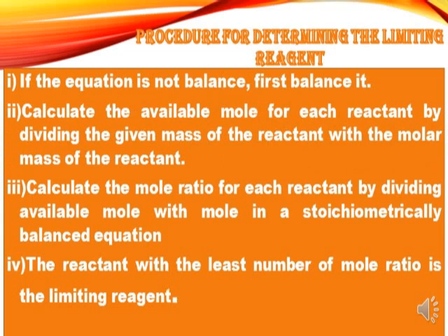Procedures for determining the limiting reagents. 1. If the equation is not balanced, first balance it. 2. Calculate the available mole of each reactant by dividing the given mass of the reactants with the molar mass of the reagents. 3. Calculate the mole ratio for each reactant by dividing available mole with mole in a stoichiometrically balanced equation. 4. The reactant with the least number of mole is the limiting reagent.